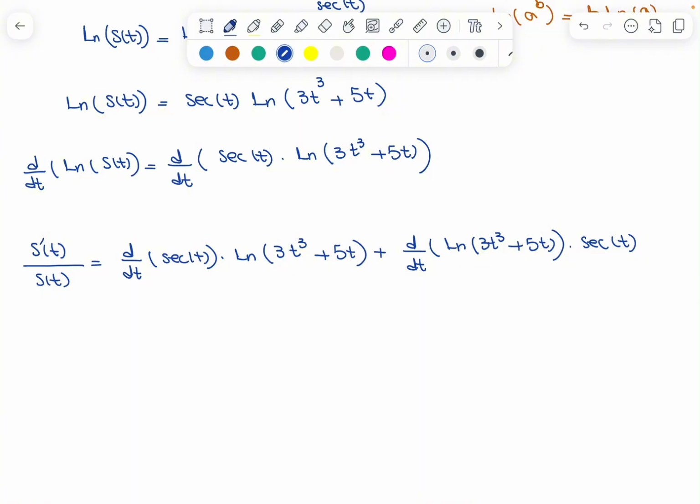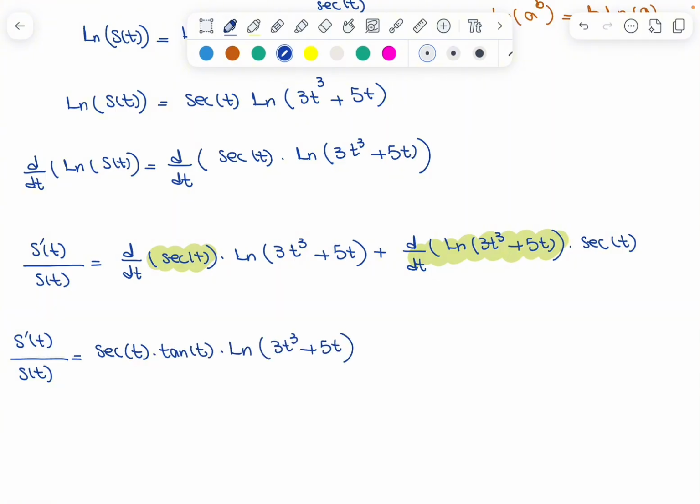So now in this step, you are okay with the expression on the left. Therefore, you must keep it. S prime of t divided by s of t is equal to, on the right, you need to find the derivative of secant of t, and you need to find the derivative of ln of 3t cubed plus 5t. So the derivative of secant of t would be secant times tangent. So it would be secant of t times tangent of t times ln of 3t cubed plus 5t plus the derivative of ln of 3t cubed plus 5t.